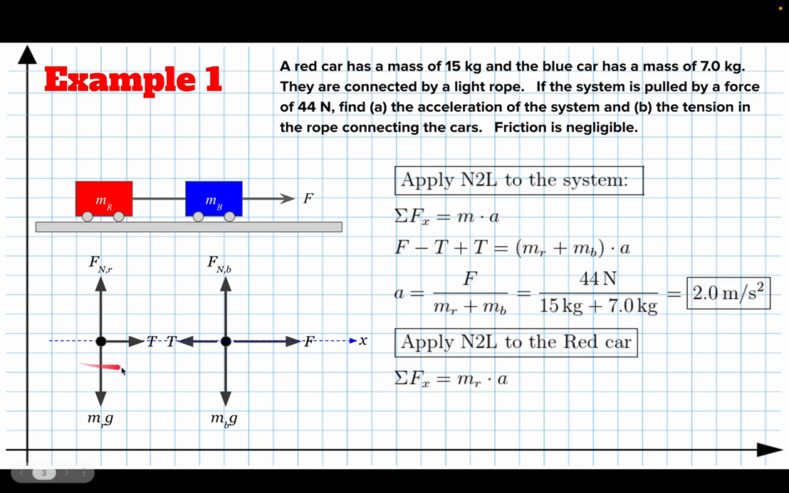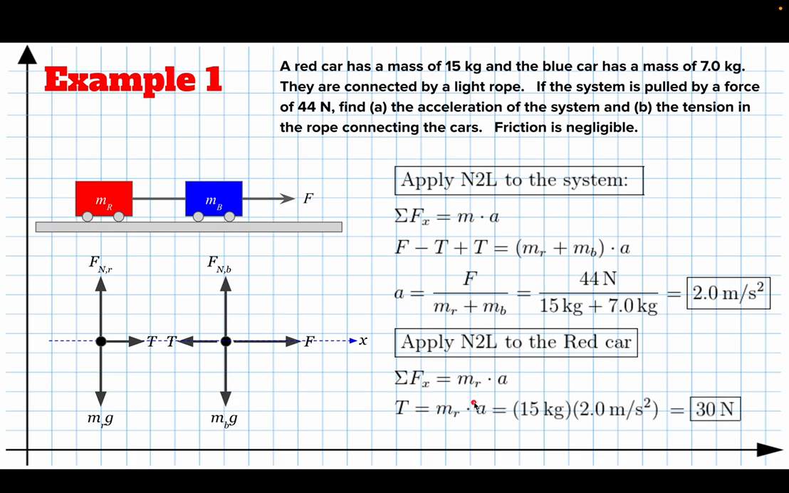The net force on the red car, however, is just T. So the only force to the right is T. There are no forces to the left. So the net force is T. That equals M_R times A. Since we know both of these, we can plug those in and we can find the tension.